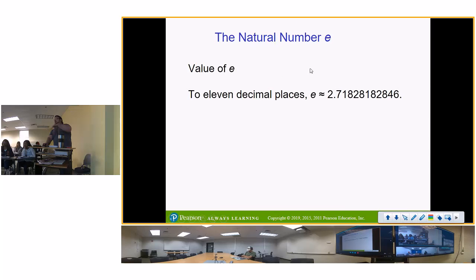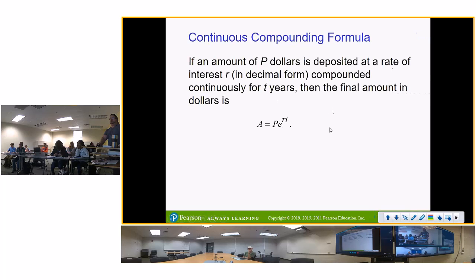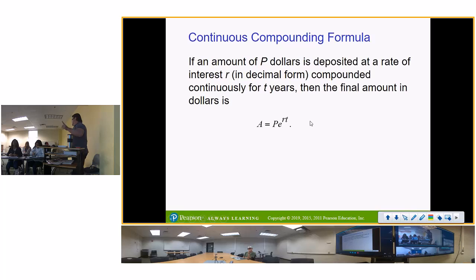Now, continuous interest is based on e. It's PERT. A is equal to PERT. There it is, write that down. That's continuous. Do you need to know that for real life? Yes.